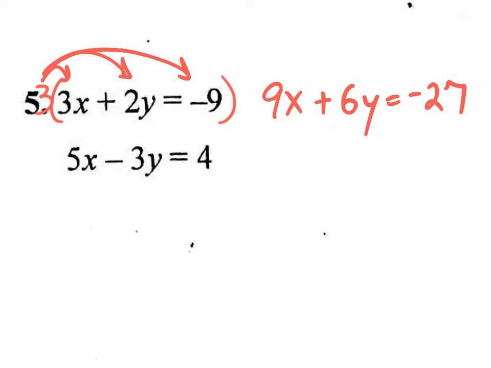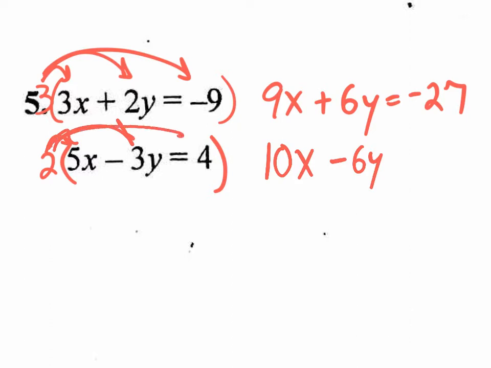Now we said we wanted to cancel out y's, so on the bottom, we're going to multiply the whole bottom equation by what? 2. That way, this negative 3y will become a negative 6y, which will cancel with the positive 6y. So let's distribute that 2 to each and every term. 2 times 5, 10x. 2 times negative 3, negative 6y. And 2 times 4, positive 8.